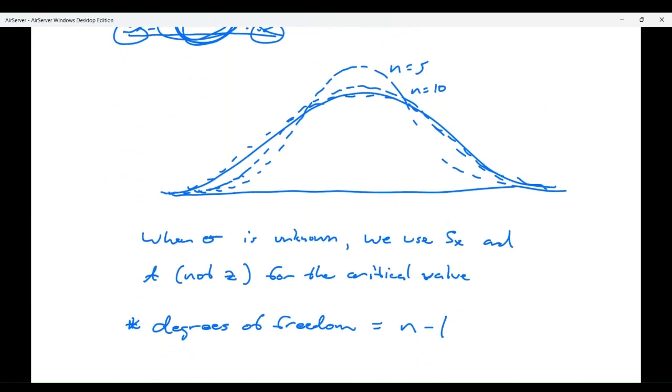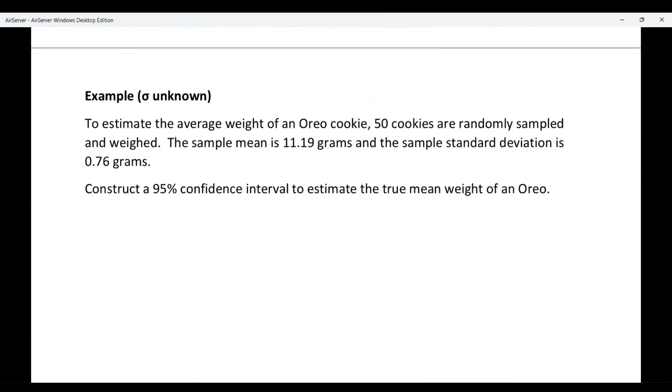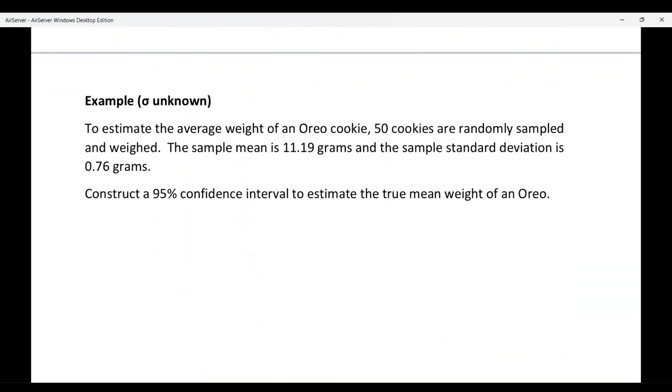Our sample standard deviation is a little bit smaller here. That should be 0.076, not 0.76. Sorry about that. So 0.076. And we are going to construct a 95% confidence interval for this.